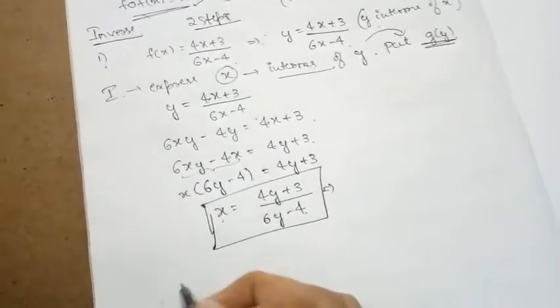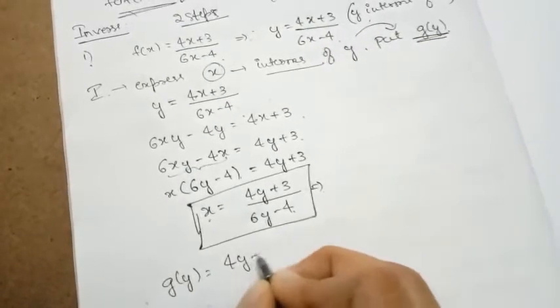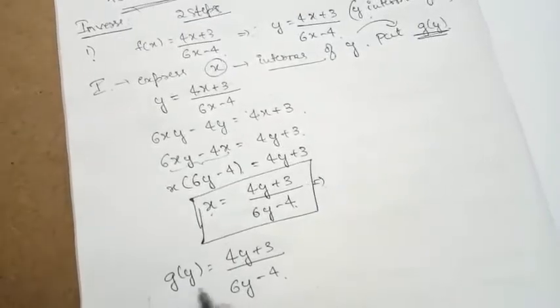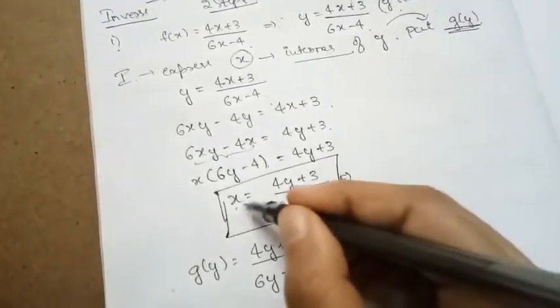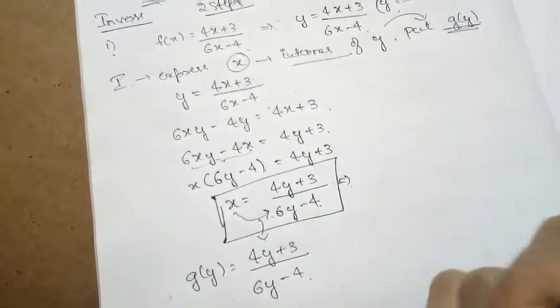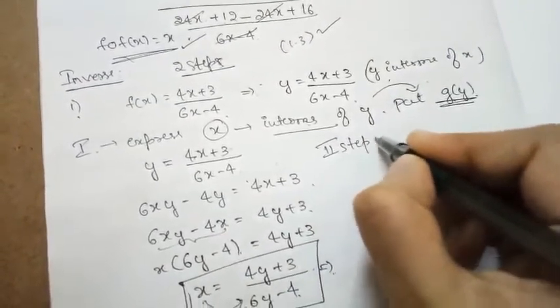G of y is equal to 4y plus 3 divided by 6y minus 4. So we have considered that function where we have expressed x in terms of y. We call that one g of y. What is the second step?